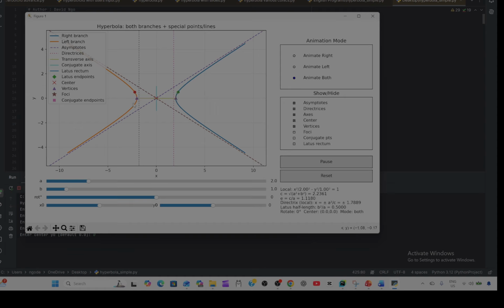Vertices, that's the two triangles. Let's talk about that here. The vertex is the closest point to the center, right? It's the very closest point to the center. And the foci means two focus points, the two stars, right? The two focus points.